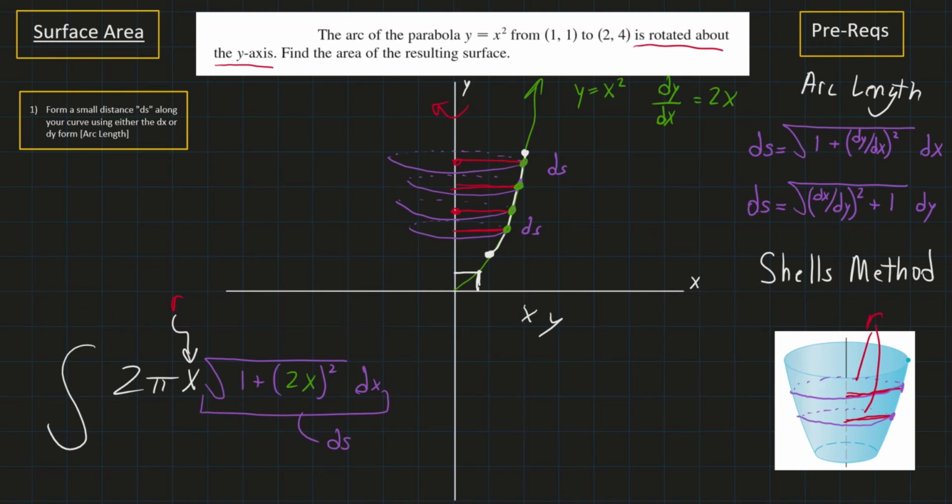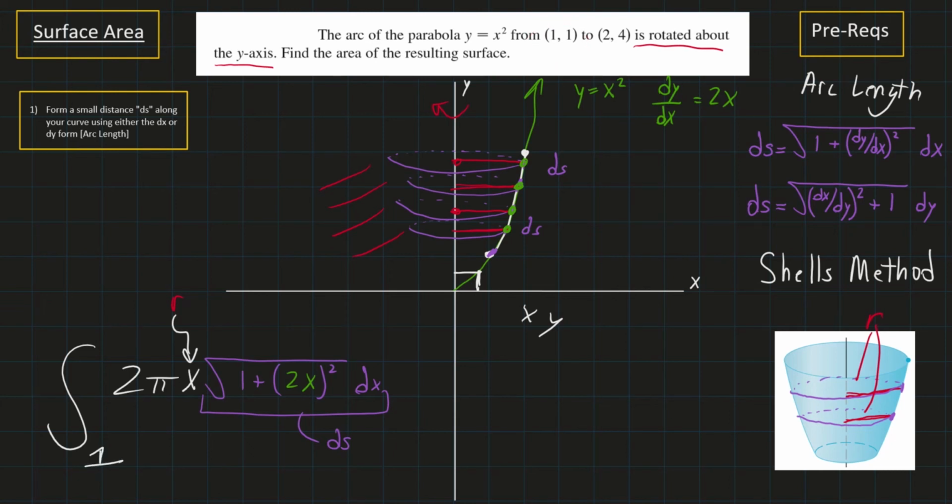It'll add up each one of my hoop circumferences and get me that total surface area. So of course my bounds, being a dx integral, I want an x lower and an x upper bound. Well, my ds at my lowest x is going to be this one right here. And the x-coordinate of that point is our 1 from the problem. So I have an x lower bound of 1.